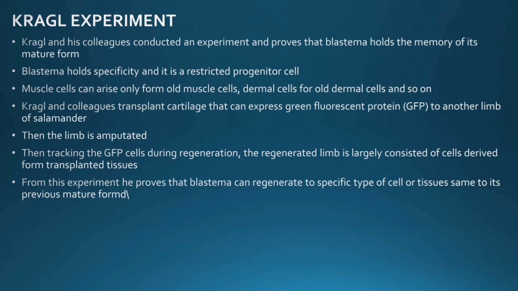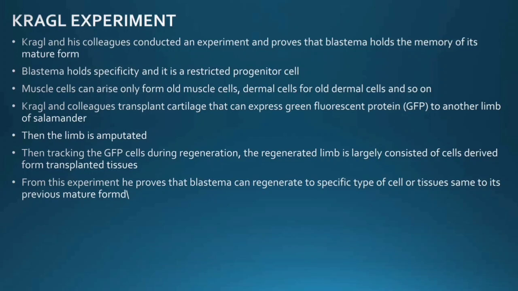Kragl experiment. Kragl and his colleagues conducted an experiment and proved that blastema holds the memory of its mature form. Blastema holds specificity, and it is a restricted progenitor cell. Muscle cells can arise only from old muscle cells, dermal cells from old dermal cells, and so on.